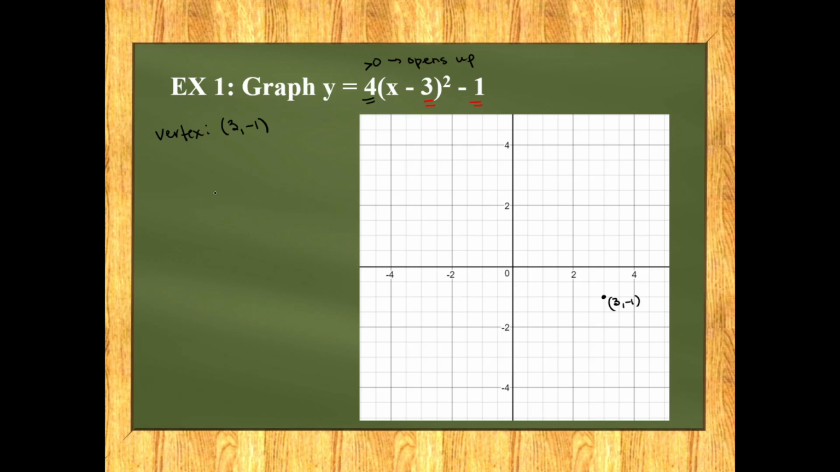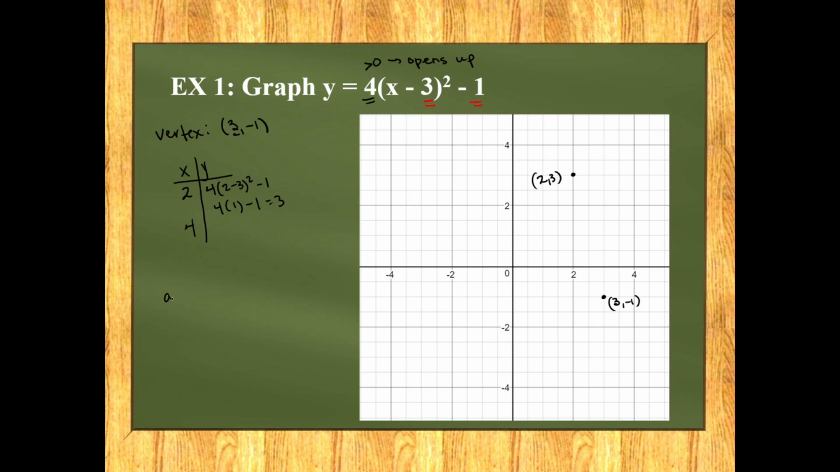Okay. And then I need to figure out a couple of extra points. So I'm just going to pick an x and calculate y. I'm going to pick an x near my vertex. So let's plug in 2 and 4. So if I plug in a 2, I'm going to get 4 times 1 minus 1, which is 3. So (2, 3) would be right here.